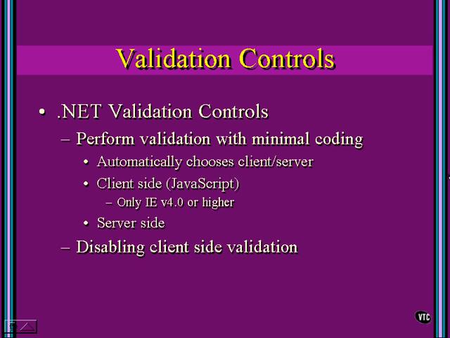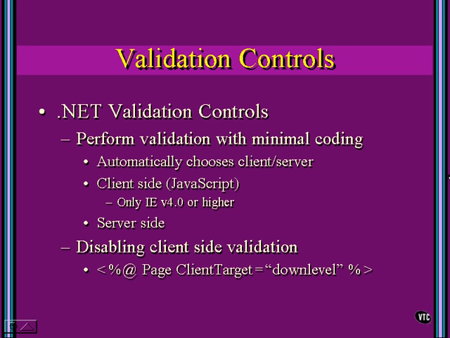Now, if for any reason I want to disable client-side validation, and it's kind of hard to imagine when you would want to do that, but you know how programming is. There's always a situation that crops up. So to disable client-side validation, we use an @Page directive. And notice we set ClientTarget equal to DownLevel.